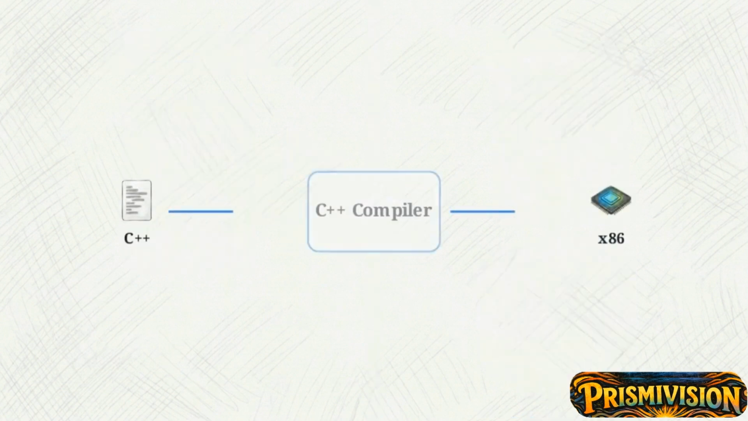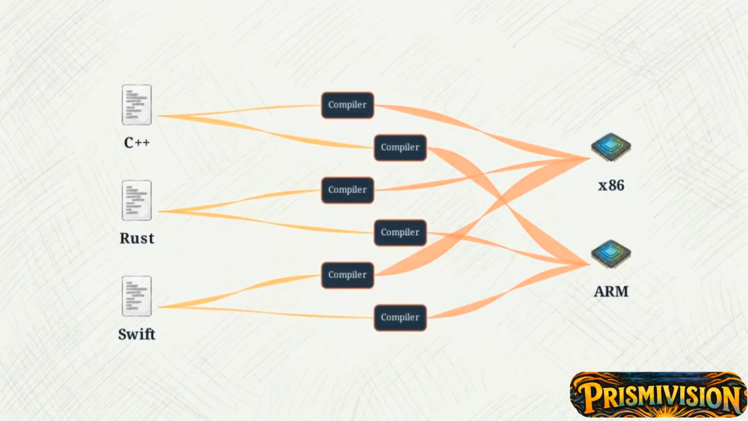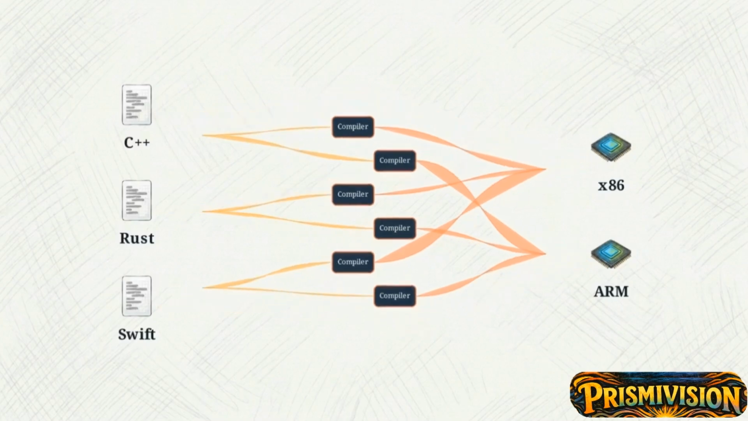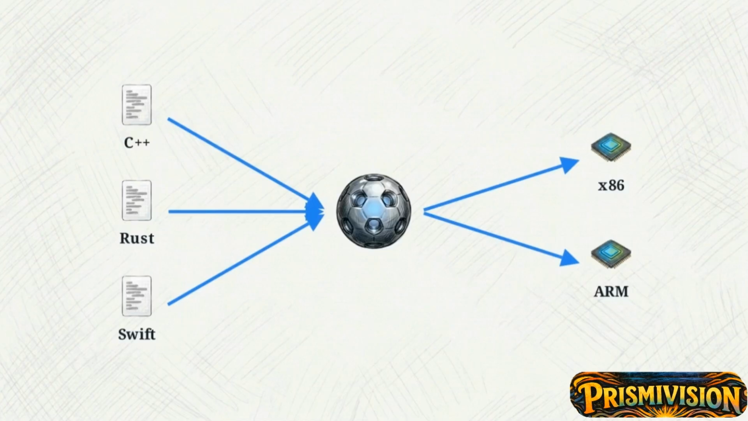Historically, compilers were monolithic. A team would build one compiler to translate C++ for an x86 processor. But as new languages like Rust or Swift emerged, and new hardware like ARM processors took over, this created an unsustainable n times m complexity problem. Building a custom compiler for every possible combination requires an impossible amount of duplicated effort.